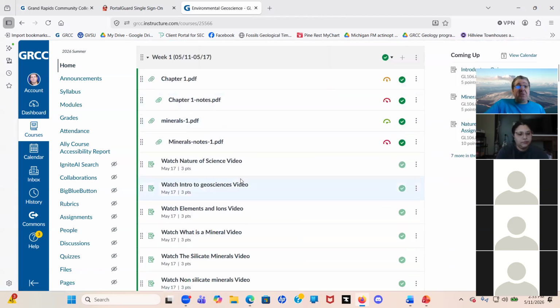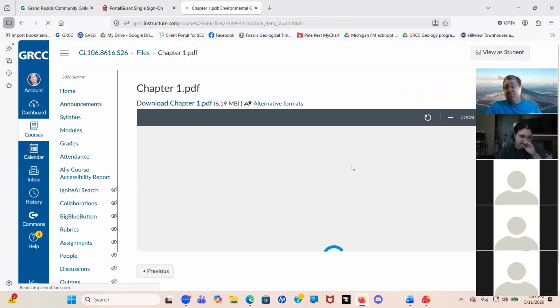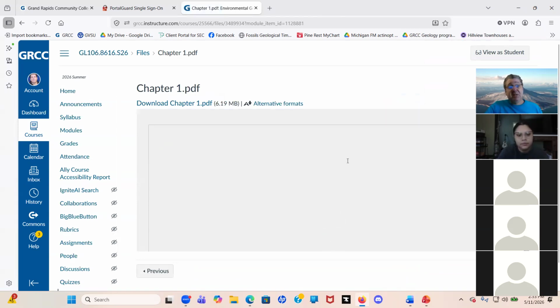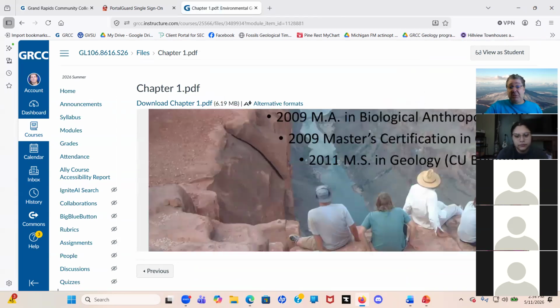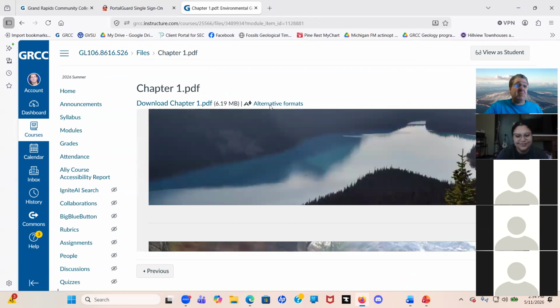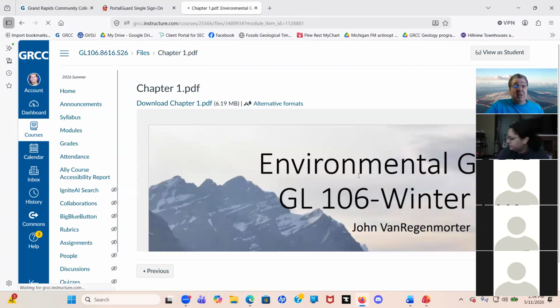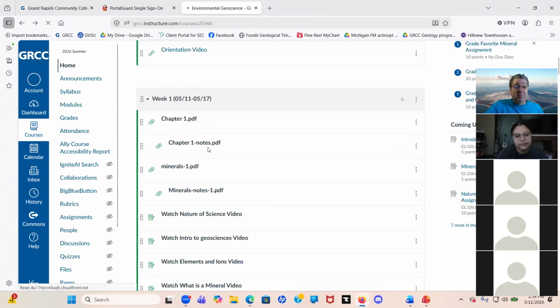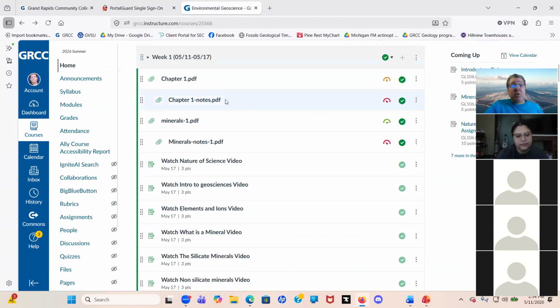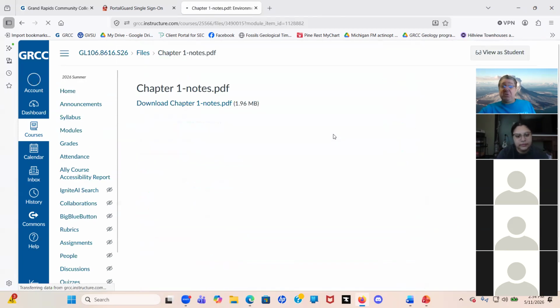But here, if we roll down, here is our weekly setup. I have, first of all, the 2 different chapters. I put them both in PDF format, full slides of all the lectures, all the material, all that good stuff. But also, I like to make available a notes format as well. So here's the notes version.